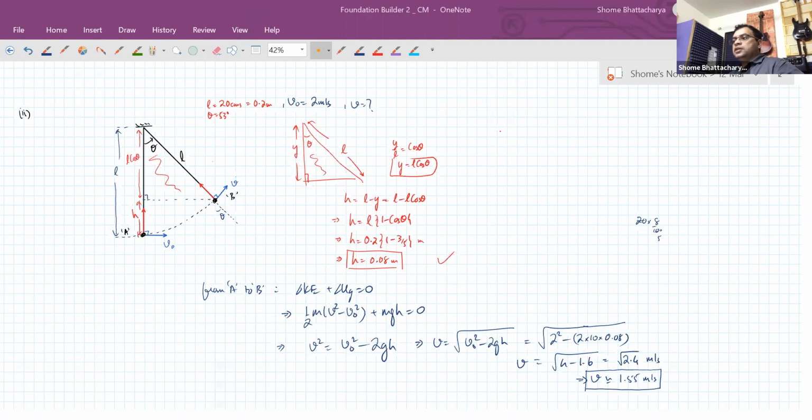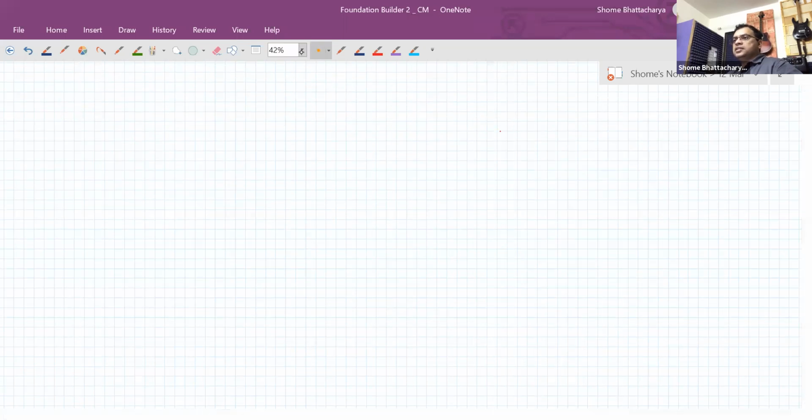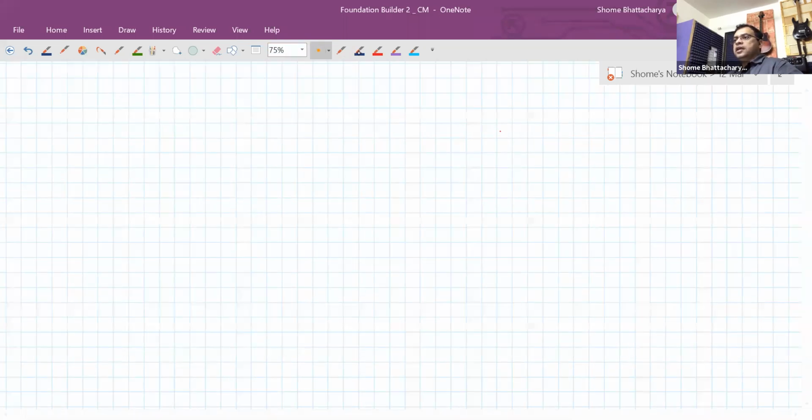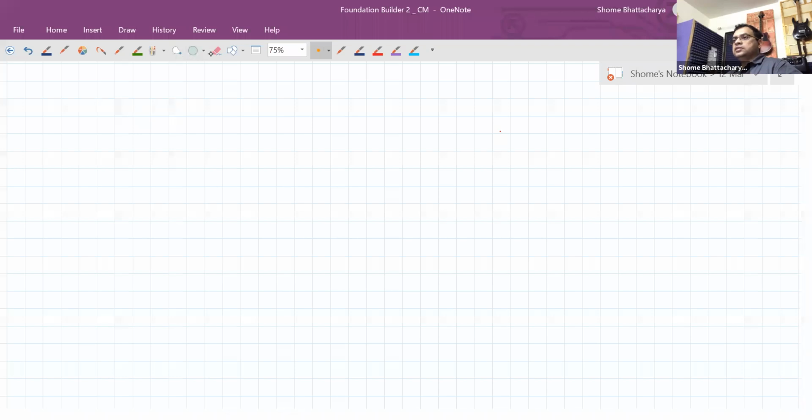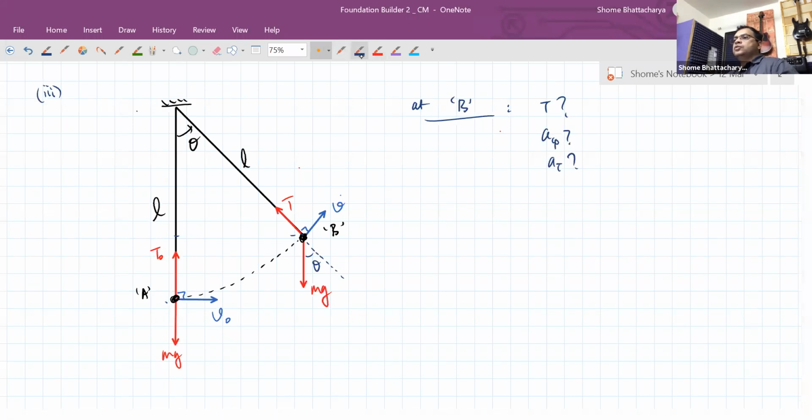Okay, so that's the second part done. Now we want to find the tension and the centripetal acceleration and the tangential acceleration at the point of 53 degrees. We want to find, at B, the tension, the centripetal acceleration and the tangential acceleration. So what we'll do is, in this free body diagram at the point B, we will just resolve the mg into the two components.